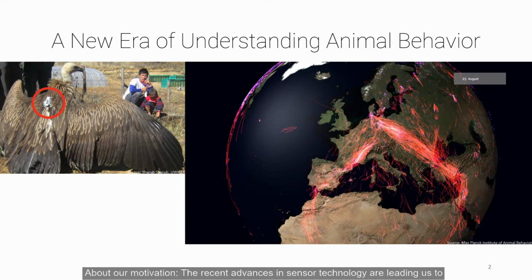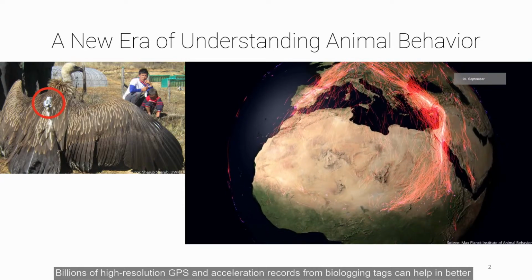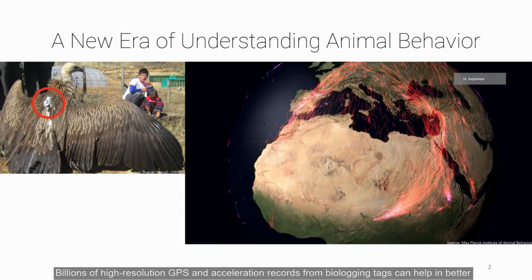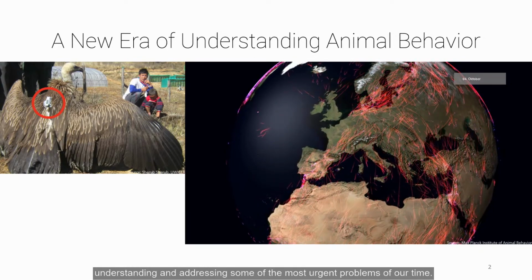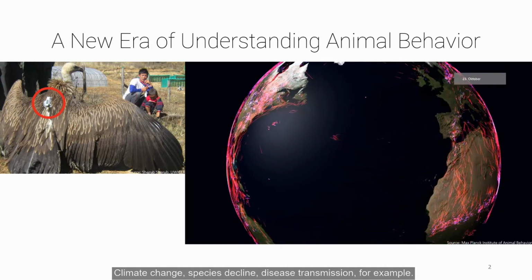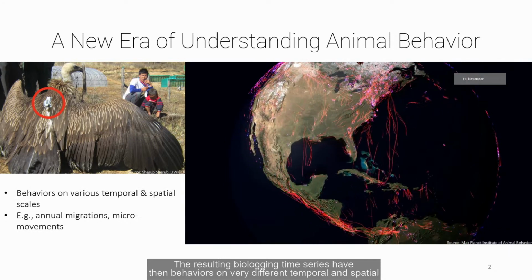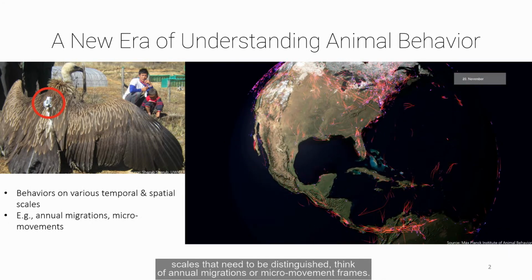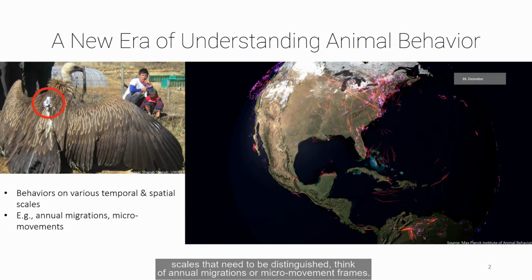About our motivation, the recent advances in sensor technology are leading us to an entirely new era of understanding animal behaviors. Billions of high-resolution GPS and acceleration records from biologging tags can help in better understanding and addressing some of the most urgent problems of our time. Climate change, species decline, disease transmission, for example. The resulting biologging time series have then behaviors on very different temporal and spatial scales that need to be distinguished. Think of annual migrations or micro-movement frames.